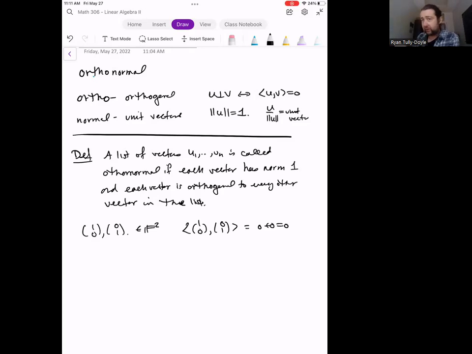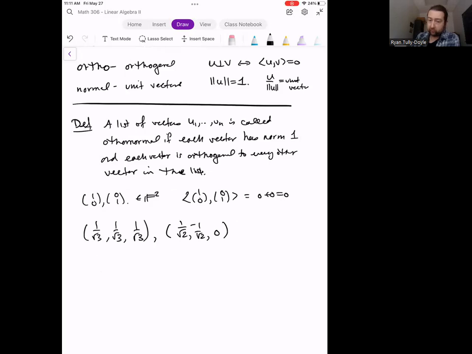There are sort of unit circle related or unit sphere related quantities that we can look at as well. So something like the list (1 over root 3, 1 over root 3, 1 over root 3). That's a vector in the unit sphere in R3. And it is in an orthonormal list with this guy, because the length of each of those vectors is 1. And if you compute their dot product, you'll find that their dot product is 0. So this is another example. These are in F3.